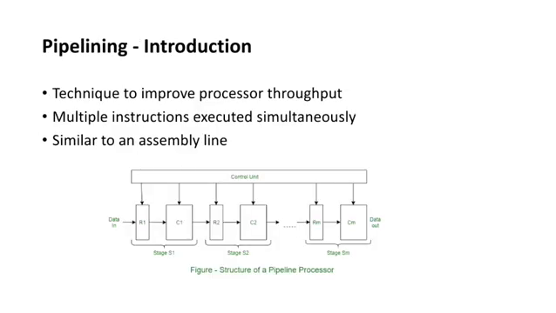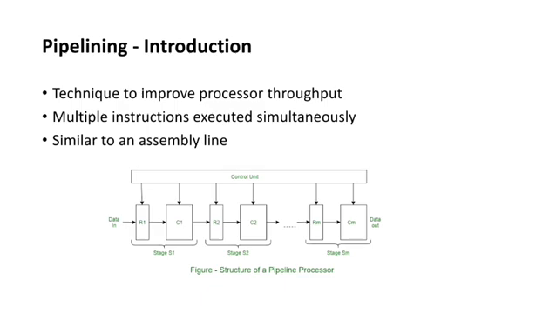Next, we move to the pipelining concept. Pipelining is a technique used to improve processor performance. Instead of executing one instruction at a time, multiple instructions are executed simultaneously in different stages. This is similar to an assembly line where each stage works on a different instruction.